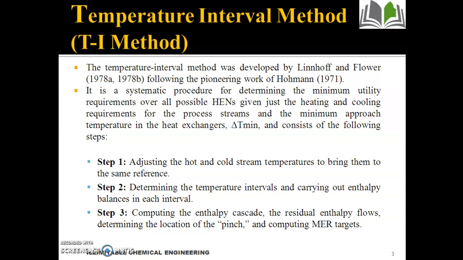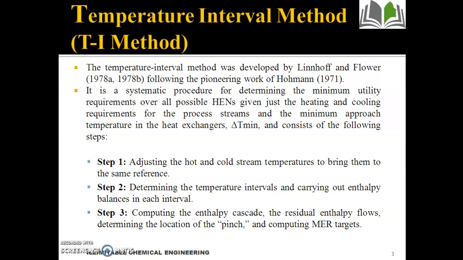The temperature interval method has a total of 3 general steps. First step is adjusting the hot and cold stream temperatures to bring them to the same reference. Means in the question you have a target temperature and source temperature, so for both you will write the adjusted temperature.